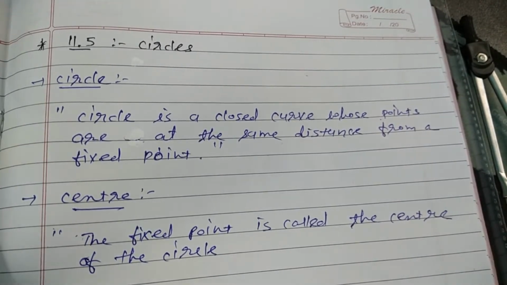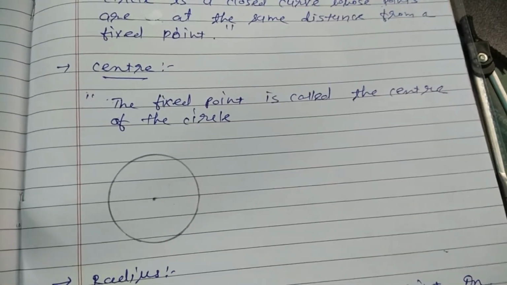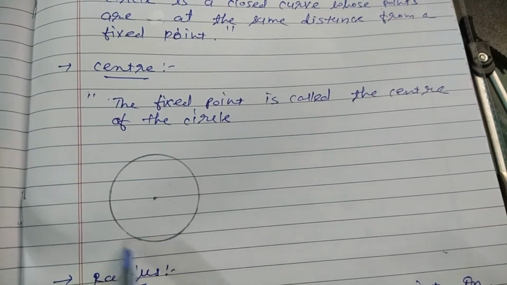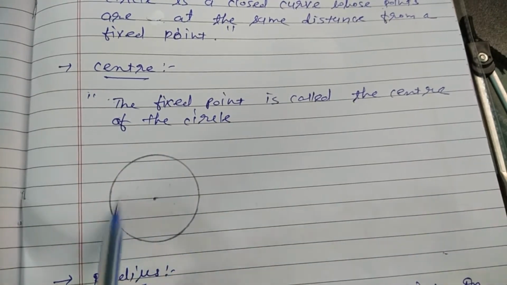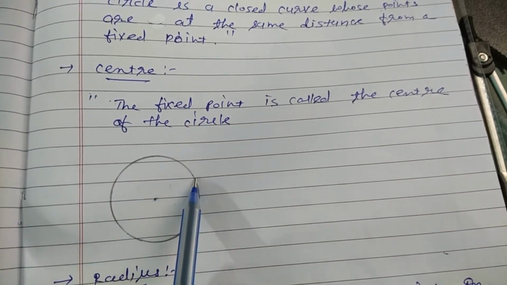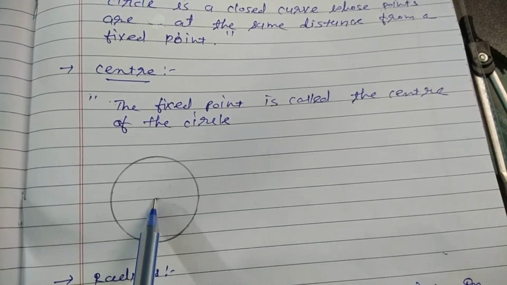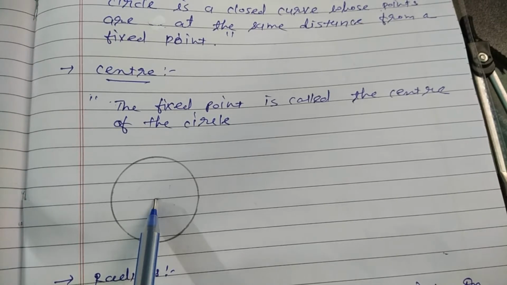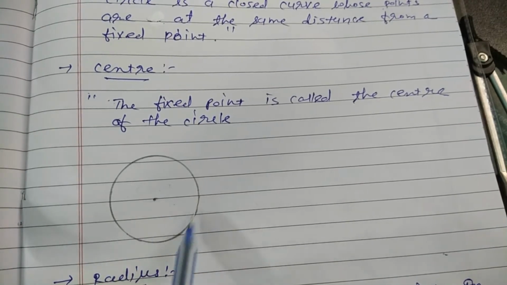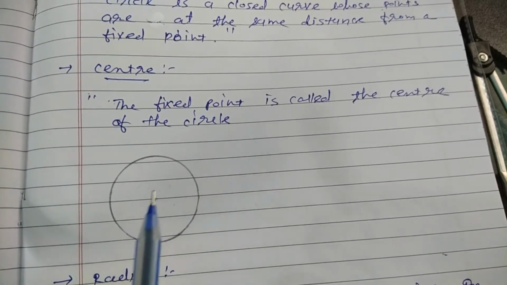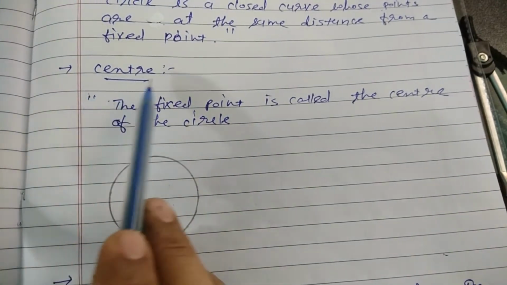A circle is a closed curve whose points are at the same distance from a fixed point. For example, here is a circle. These are the points on the circle. From these points to the fixed point, the distance is the same. They are at the same distance. And this fixed point is called the center.